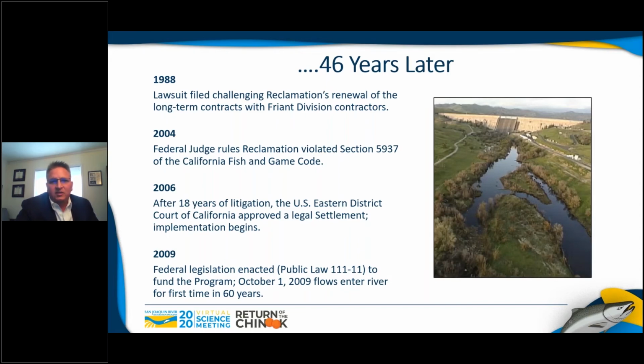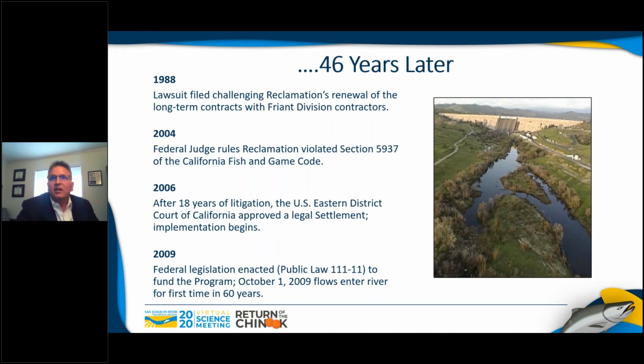46 years later, fast forward to 1988. In 1988, a coalition of environmental groups led by the Natural Resource Defense Council filed a lawsuit challenging a renewal of long-term water service contracts between the United States and the Central Valley Project Friant Division. In 2004, a federal judge ruled that the Bureau of Reclamation violated Section 5937 of the California Fish and Game Code because the dam did not allow sufficient water into the San Joaquin River to keep fish populations below the dam in good condition, resulting in the local extinction of the spring run Chinook salmon.